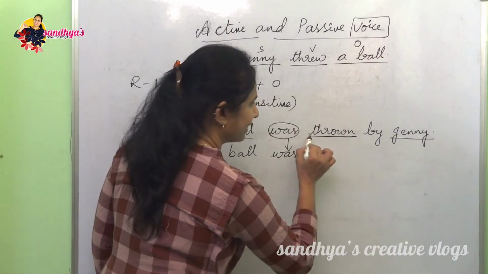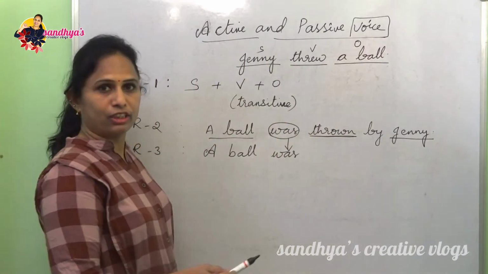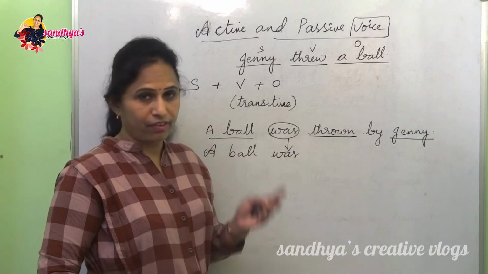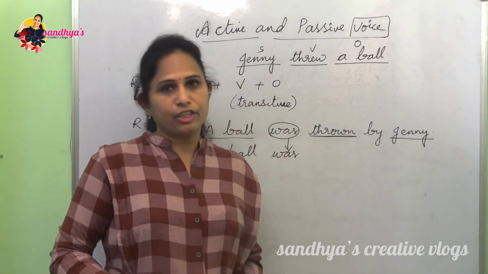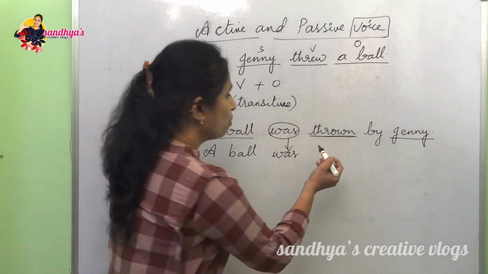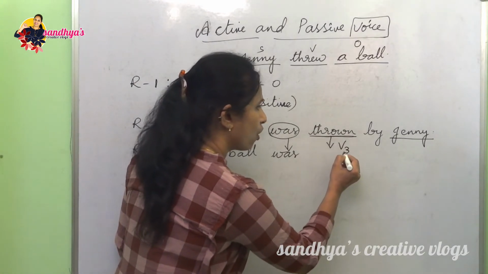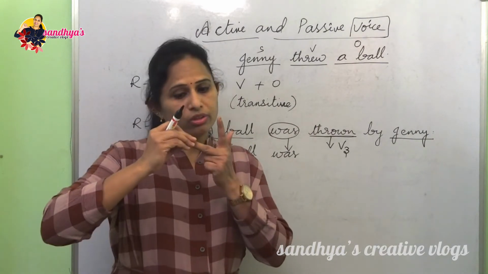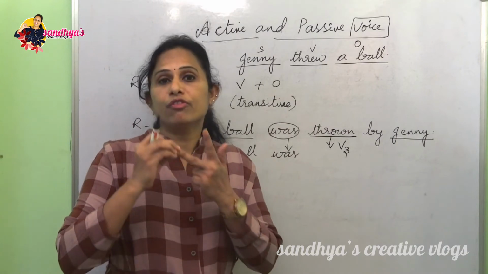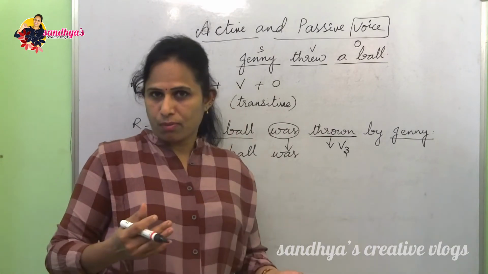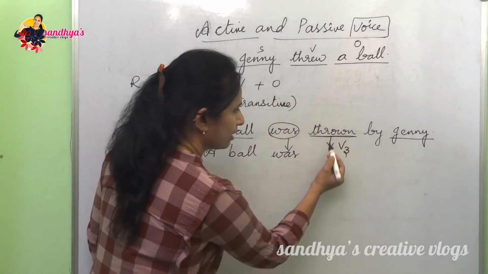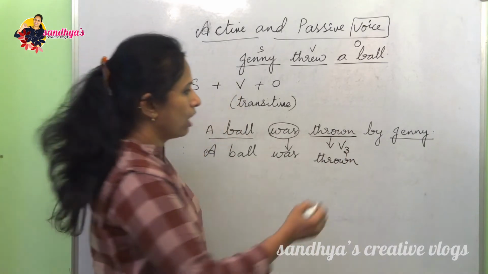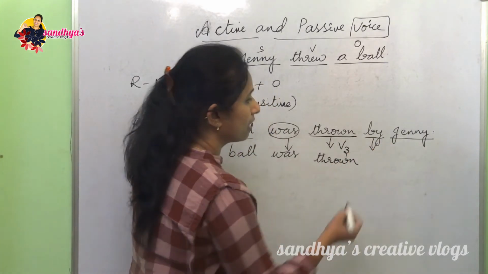Now, how to take this? However the sentence is given, whether it is in present tense or in past tense or in the future tense, however it is given, whether it is in the form of a statement or an interrogative sentence or an imperative sentence, you are supposed to take only the third form of the verb as I have told you right now. That is V1, V2, V3. Now you need to take only the V3 form of the verb when you are interchanging a sentence from active voice to the passive voice. Now, this is the V3 form of threw. It becomes thrown.